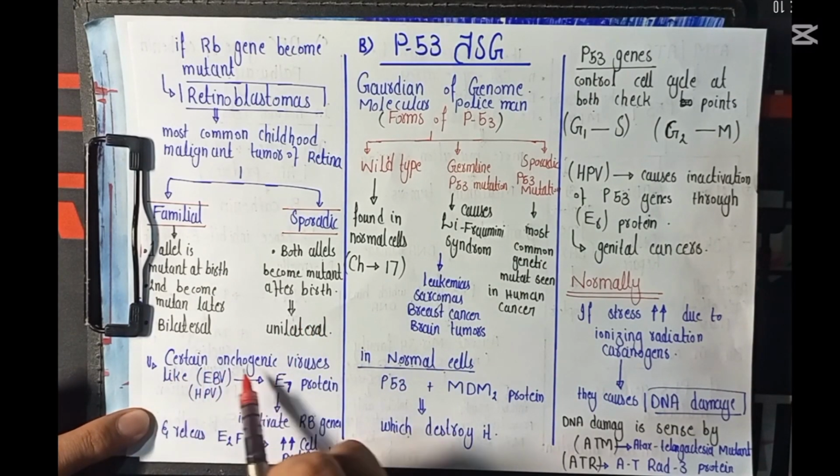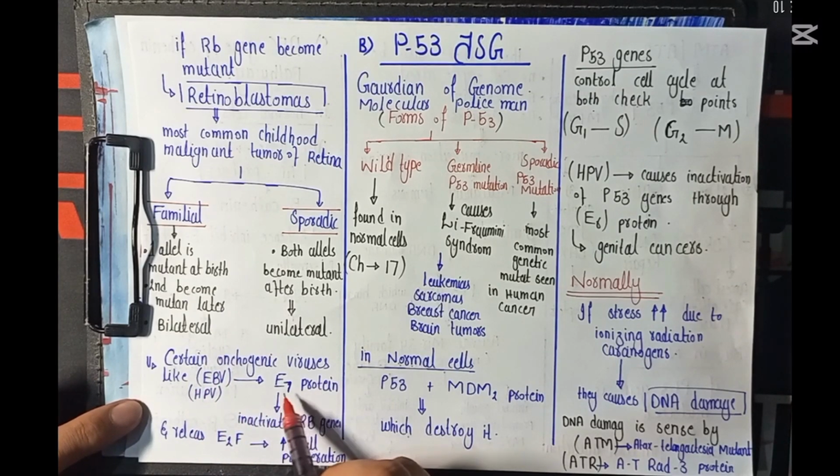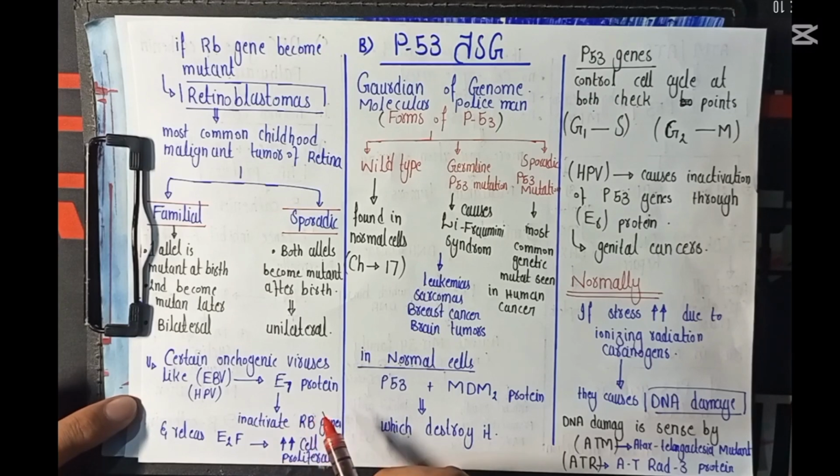Similarly, there are also certain oncogenic viruses like Epstein-Barr virus and human papilloma virus, which release the protein known as E7 protein. This E7 protein inactivates the RB gene by hypophosphorylating it. When the RB gene is inactivated, there will be release of E2F factor, which causes an increase in DNA replication and cellular proliferation and leads to neoplastic changes.